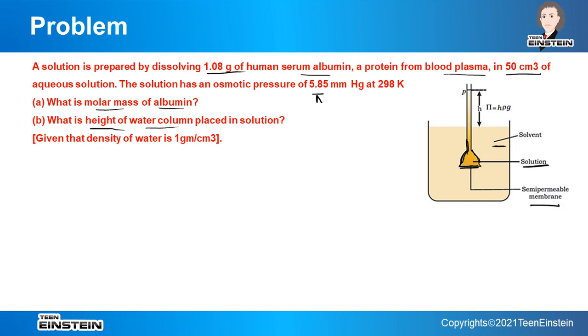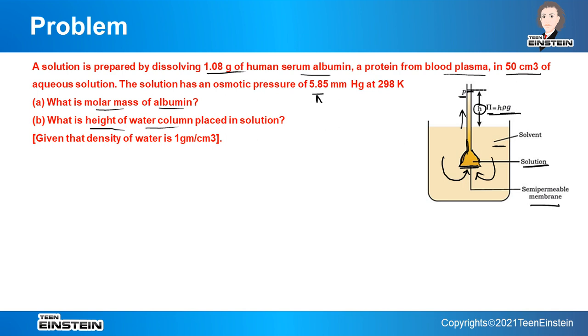According to osmosis, the solvent molecules move from low concentration towards high concentration. As the solvent moves towards the solution side, the height of the solution inside the funnel rises to a particular height, denoted by H. If this is the case, then osmotic pressure pi is equal to H rho g. Rho is the density of the solvent, H is height, and g is acceleration due to gravity, because when the solvent moves upward it has to overcome the acceleration due to gravity. That is why osmotic pressure is also equal to H rho g.